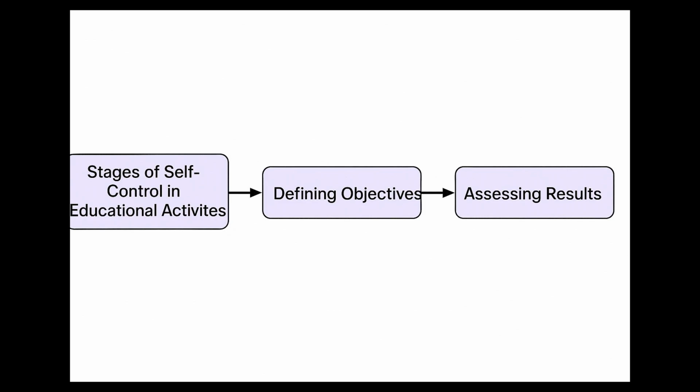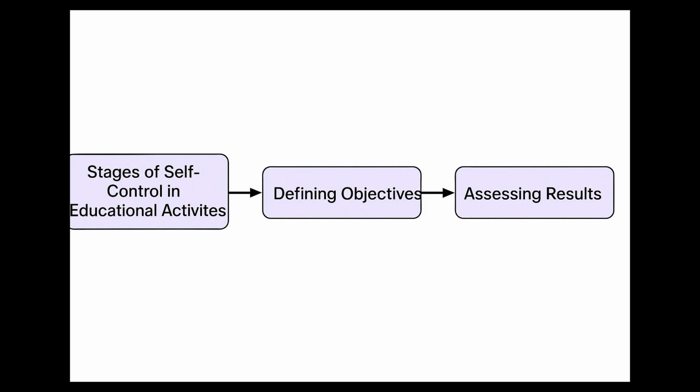So, self-control is a fundamental component of effective learning. It allows students to take responsibility for their own progress and manage their educational activities consciously. This diagram shows the main stages of self-control in educational activity, which reflect how learners plan, monitor, and evaluate their actions. The process begins with defining objectives.